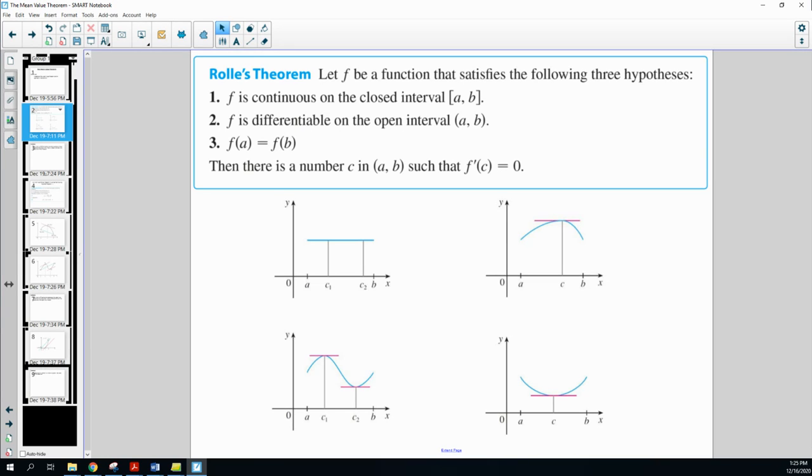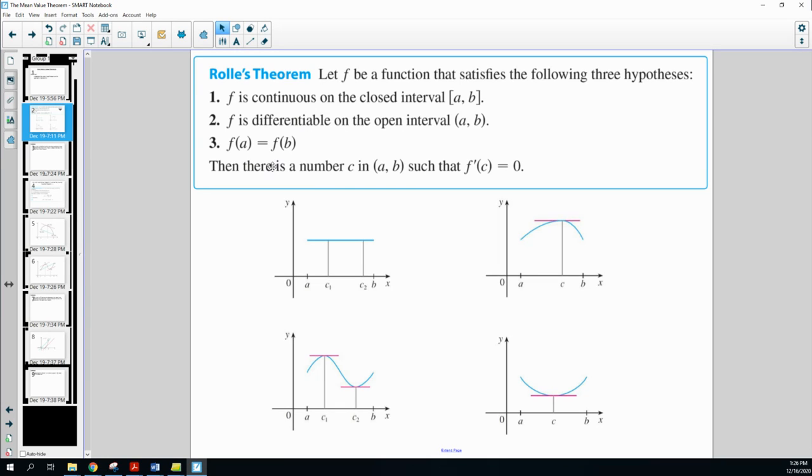Rolle's theorem says to let f be a function that satisfies the following three hypotheses. So f is continuous on the closed interval a to b, f is differentiable on the open interval a to b, and f of a is equal to f of b. So if all three of these conditions are met, then there is a number c within the open interval a to b such that f prime of c is equal to 0.